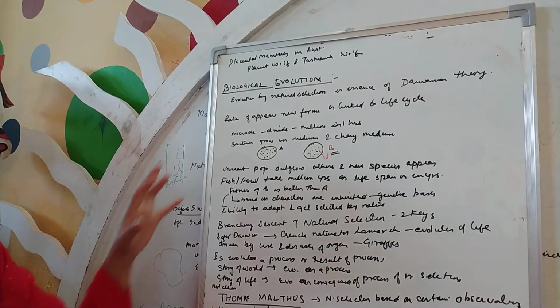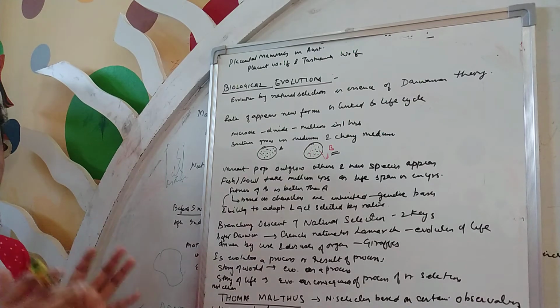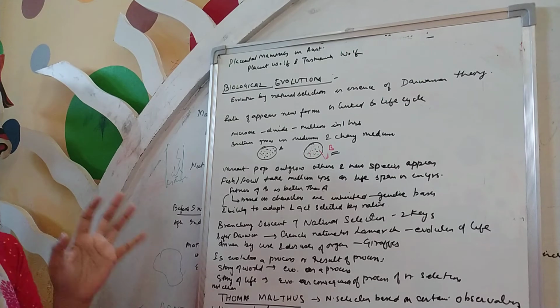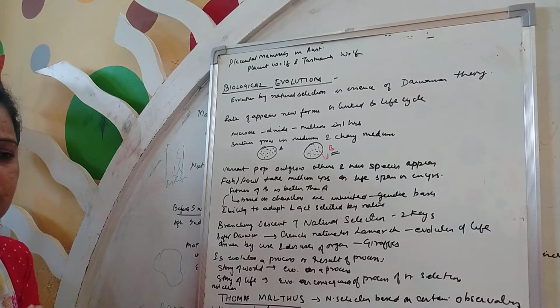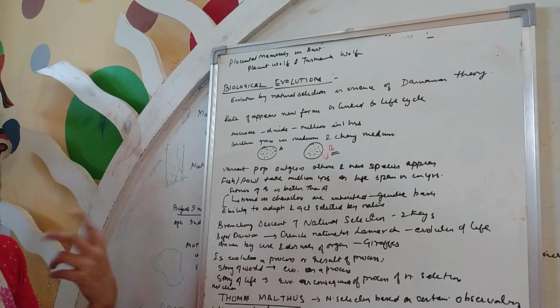Now next is biological evolution. Evolution by natural selection, as Darwin said, means that by nature, the survival of the fittest, one who is able to adapt to their surroundings, can survive and can produce more progeny.